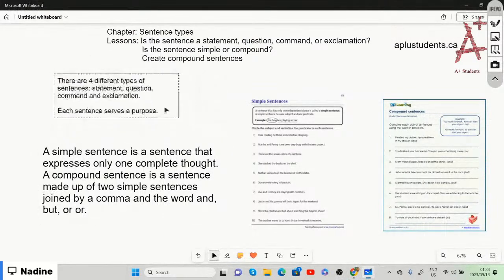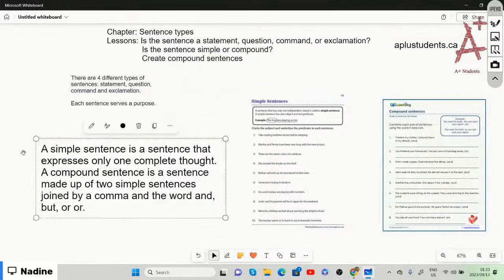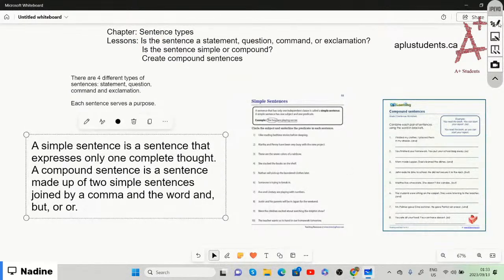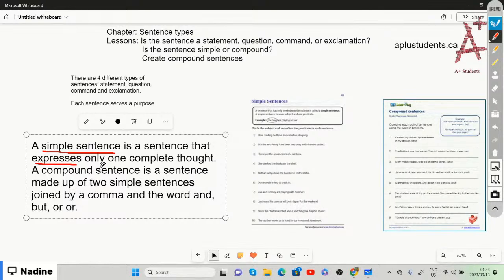All right, a simple sentence, right? We are now going on to our next lesson that says, is a sentence simple or compound? And a simple sentence is a sentence that expresses only one complete thought. So, a simple sentence expresses only one complete thought.